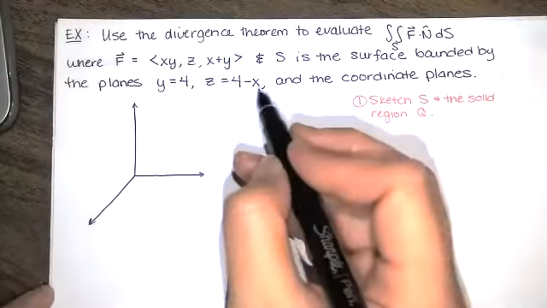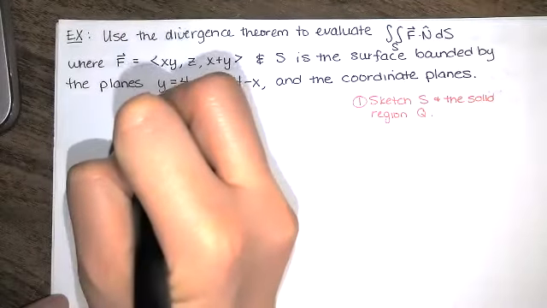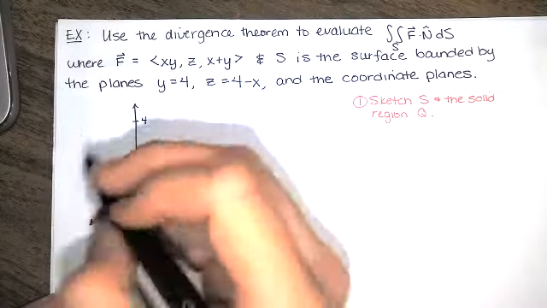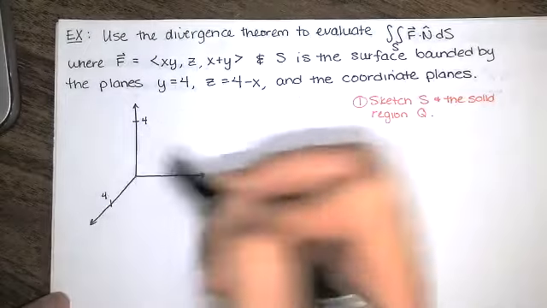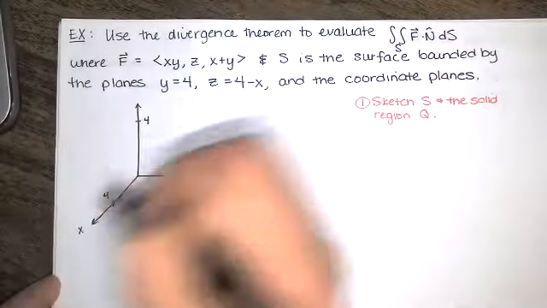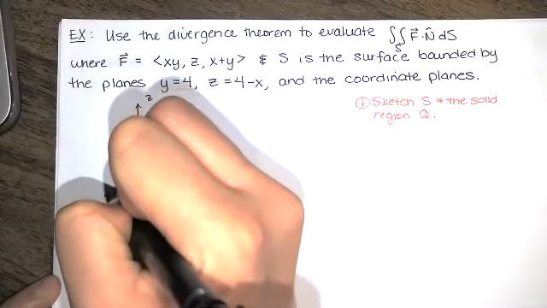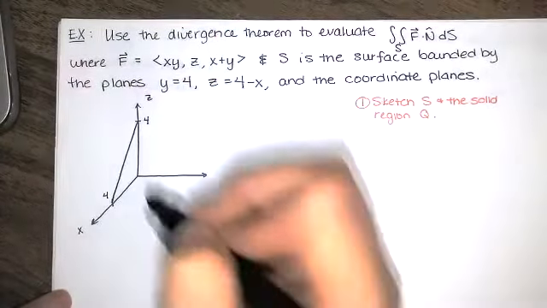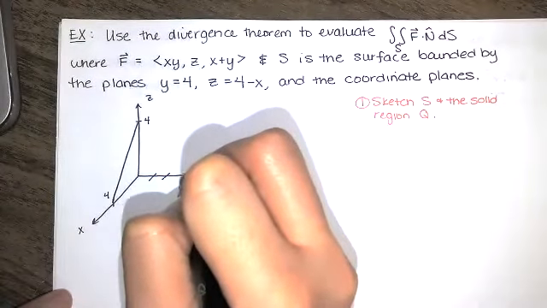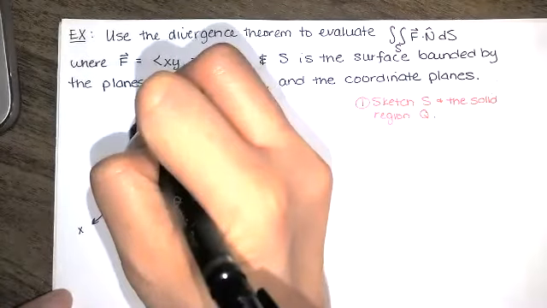When x equals 0, z equals 4. When x equals 4, z equals 0. So in the XZ plane, what we see is just a line here. And then when y equals 4, we're actually going to see the same line.